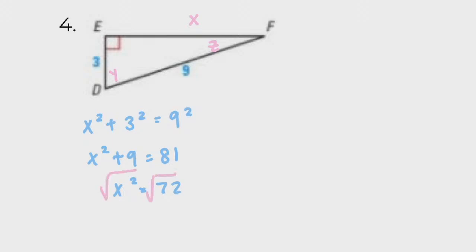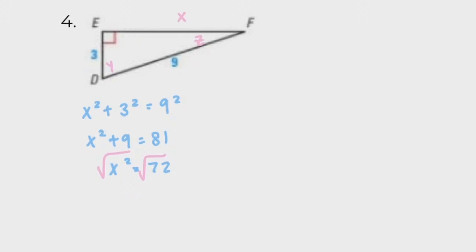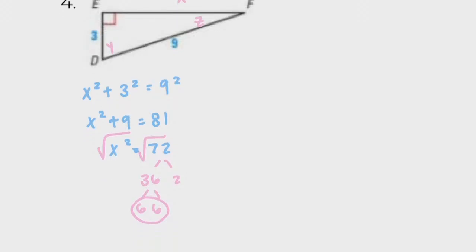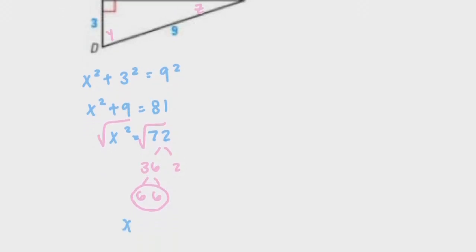And then when we square root both sides, 72 breaks up into 36 and 2, and 36 breaks up into 6 and 6. So this I can take out of the square root and we have 2 left over. So we get x equals 6 rad 2.